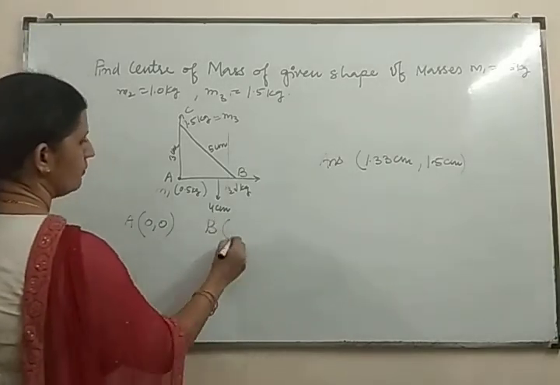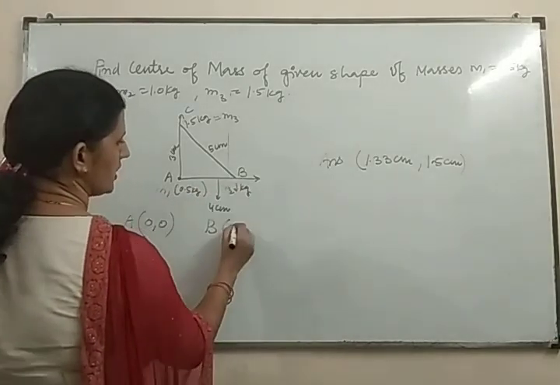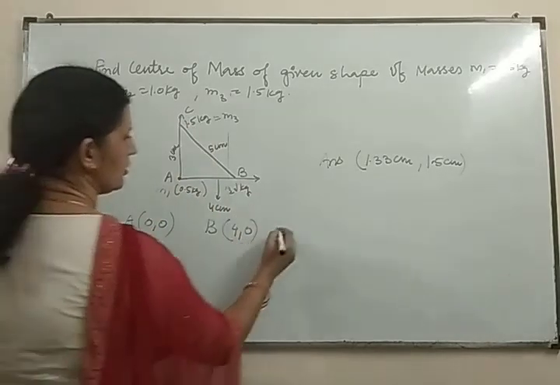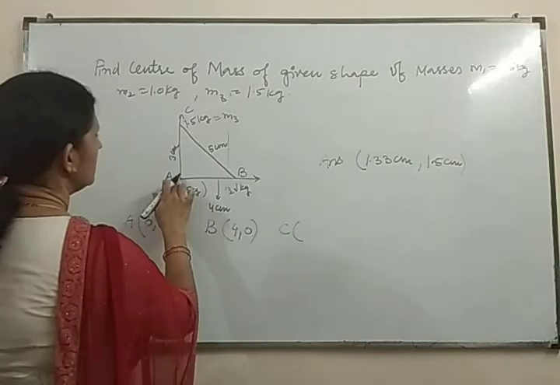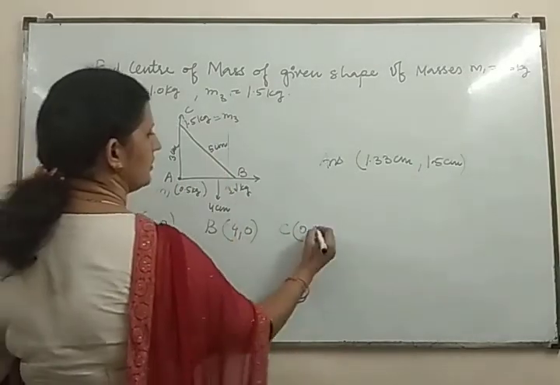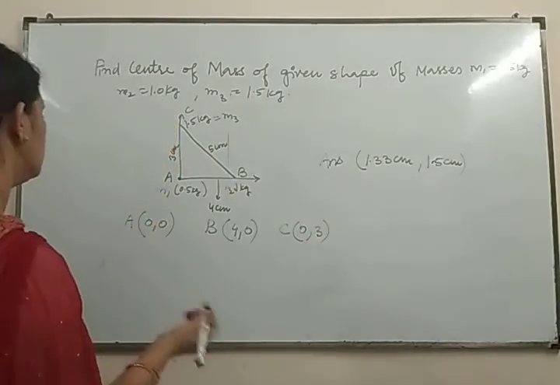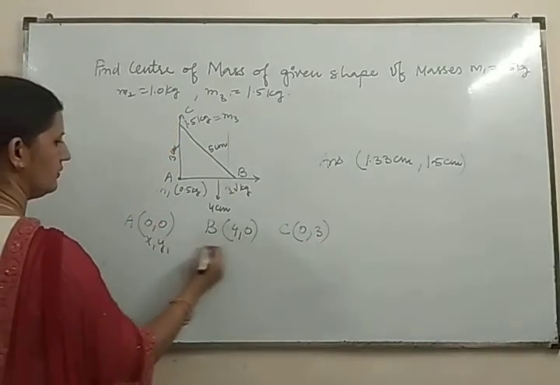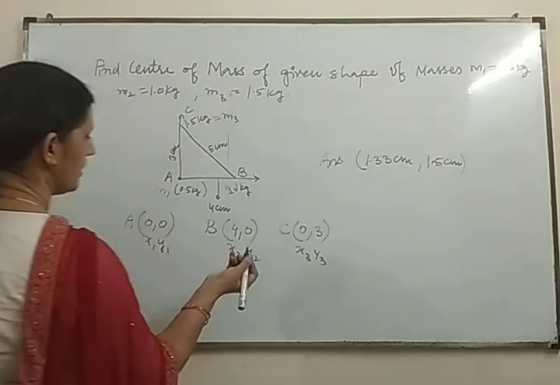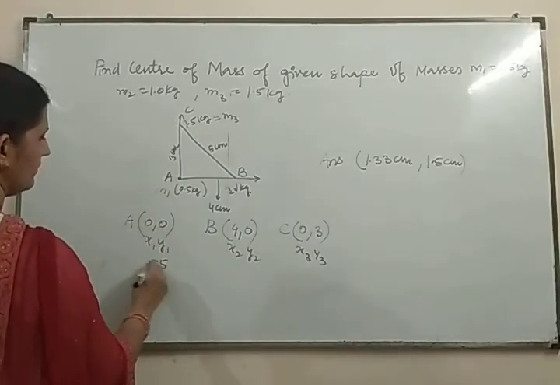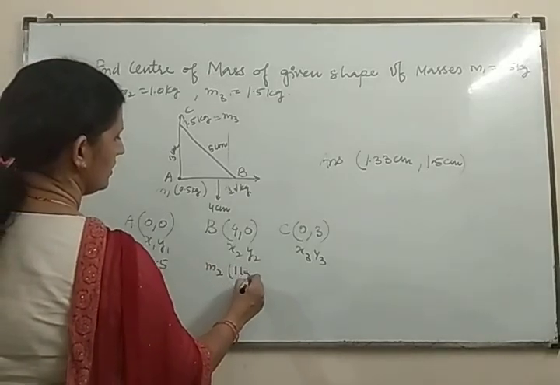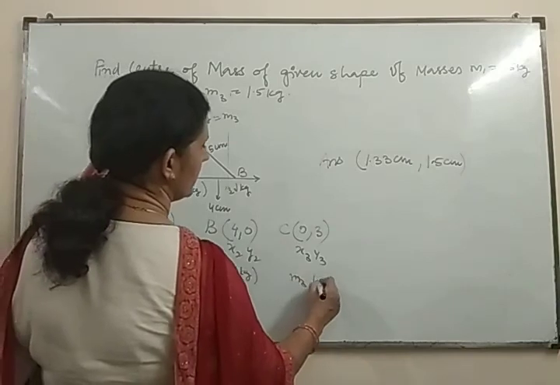The coordinates of B: the x-axis value is 4 cm and the y-axis value is 0. These are the coordinates of B. The coordinates of C: here on the y-axis the x value is 0 and this is 3 centimeter, so the y coordinate is 3. So these are the values of x1, y1, x2, y2, x3, y3. And the masses are m1 is 0.5 kg, m2 is 1 kg and m3 is 1.5 kg.